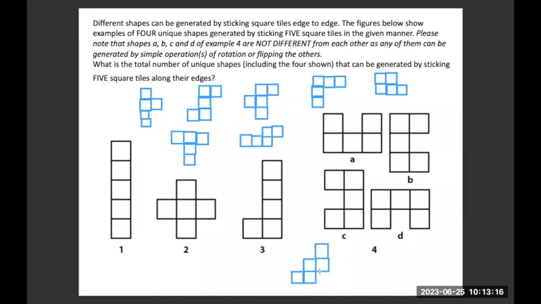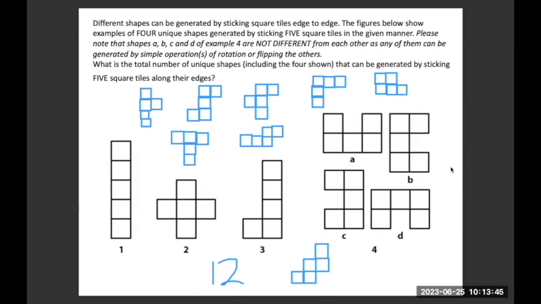Okay, an M, which you see here. So that makes 1, 2, 3, 4, 5, 6, 7, 8. 8 and the 4 remaining shapes, which makes it total 12. So the correct answer is 12 here. All right.